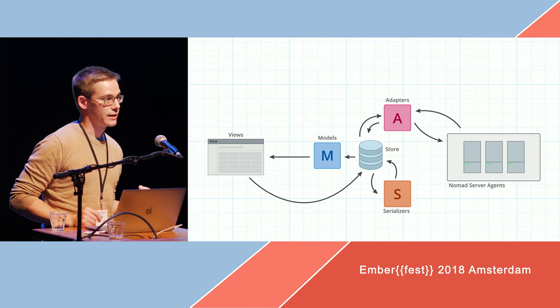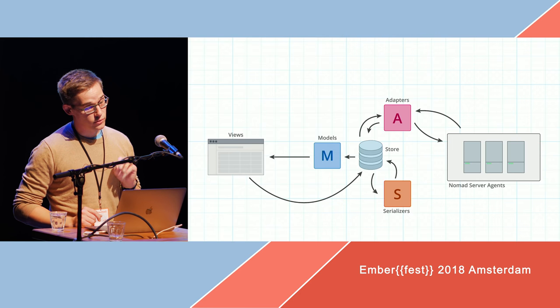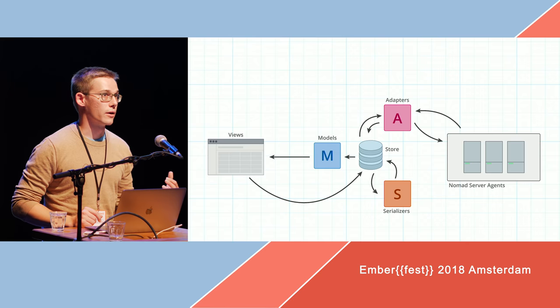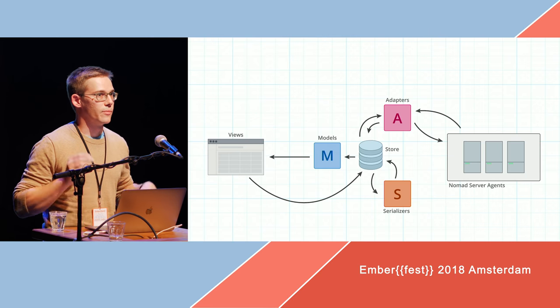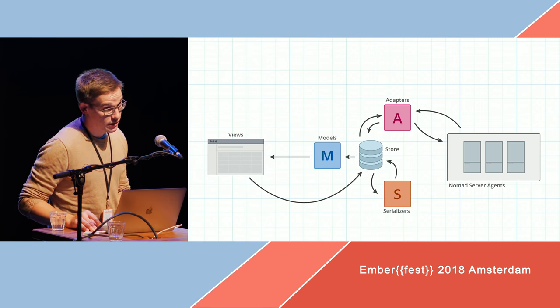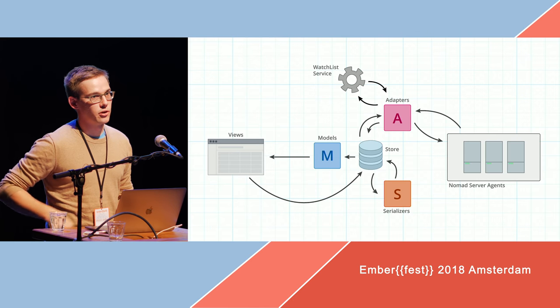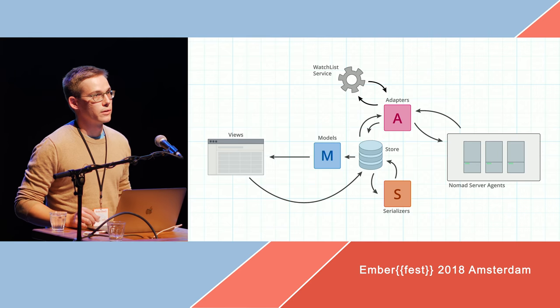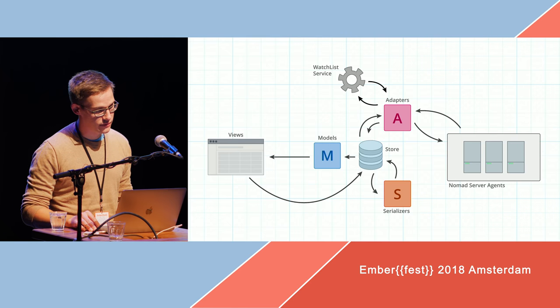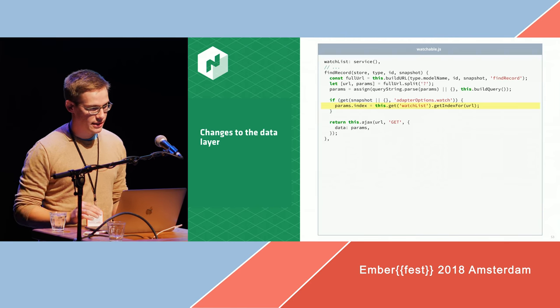The store will then use the serializer to normalize the data, which will then hand it back to the store, which will provide you models to use inside your view. So you don't have to think about all that JSON munging, which is wonderful. And now we can just do this little trick. And now we have a service that can communicate with our adapter back and forth so we can track these index values. It ends up looking like this inside of the adapter.